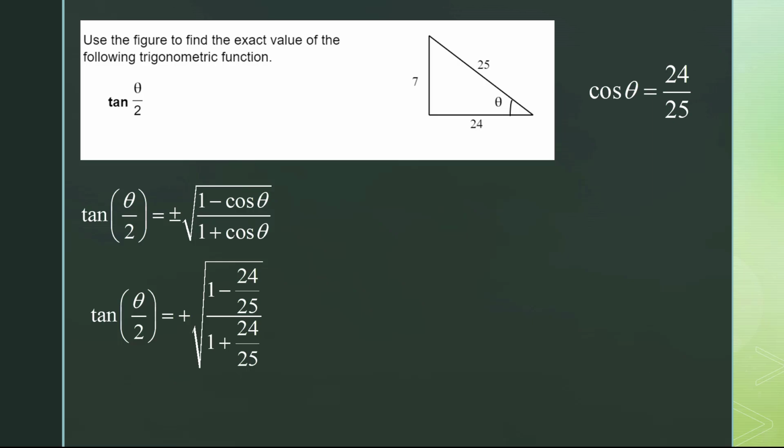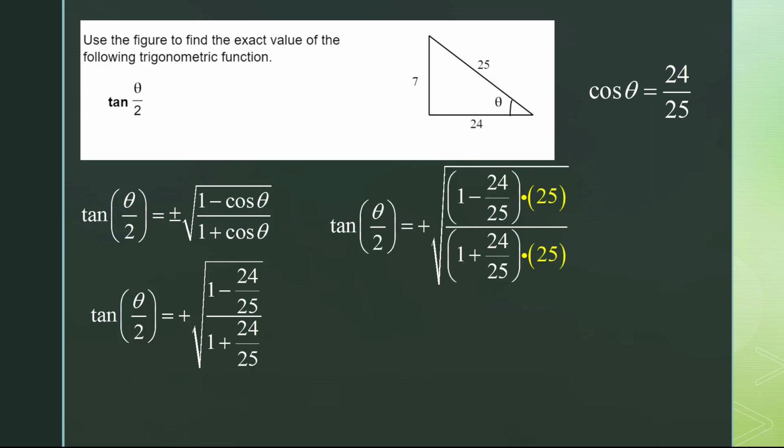All right, now this gives us a complex fraction. And if you'll remember from algebra, the way to clear a complex fraction is to multiply the numerator and denominator by the least common denominator of all fractions. Of course, the only denominator we have is 25. So I'll multiply top and bottom by 25.